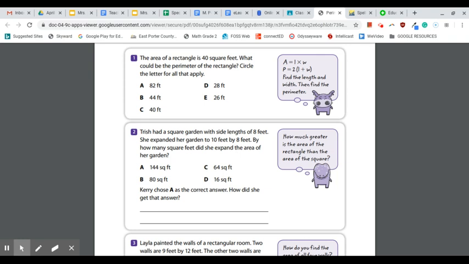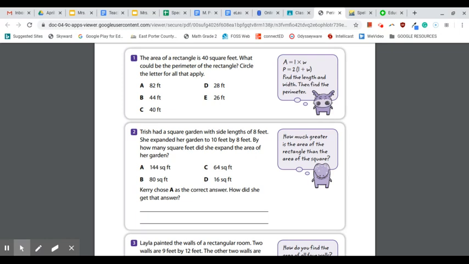All right, guys, for your math today, go ahead and get into your Google Classroom and find the assignment and scroll down to the page that looks like this. It should be 313. We are starting on number 1. It says, the area of a rectangle is 40 square feet. What could be the perimeter of the rectangle? Circle the letter for all that apply.